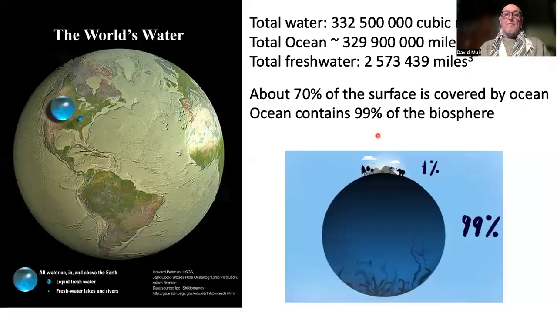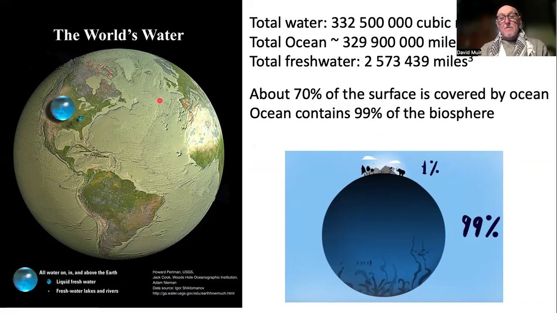So if we look at all of the water on the planet, we find the total amount of water is about 332 million cubic miles of water. Now that sounds like an enormous amount, but if we were to gather it all into one single drop, not a droplet, but a drop, it would be a giant drop. Here it is here, that's all the water of the planet. The total amount of water in the oceans is about 330,000 cubic miles of water.